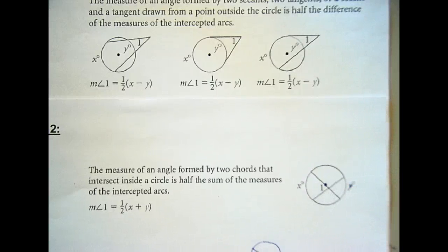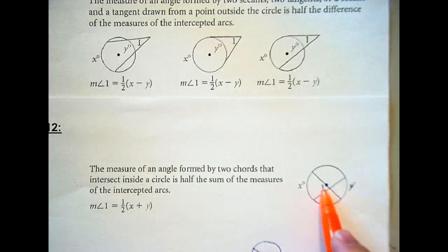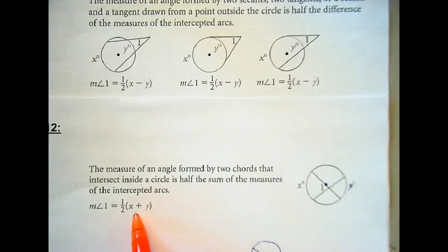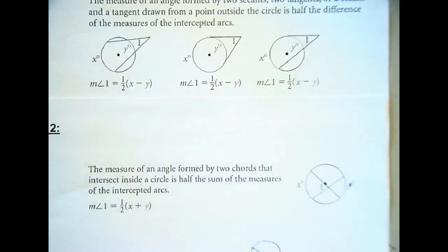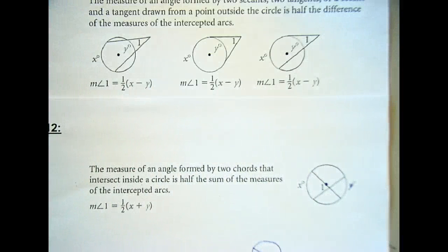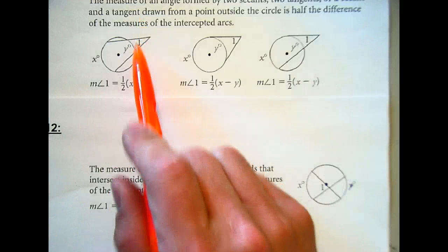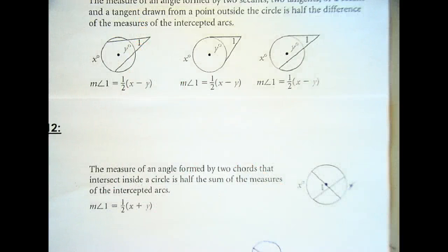okay, if we're looking at those, notice if the angle's inside, it's adding. Otherwise, the formula is the same. If the angle's outside, they're subtracting the 2. Okay, inside, you're adding the arcs together and taking half. If the angle lies outside, you're subtracting the arcs and taking half.